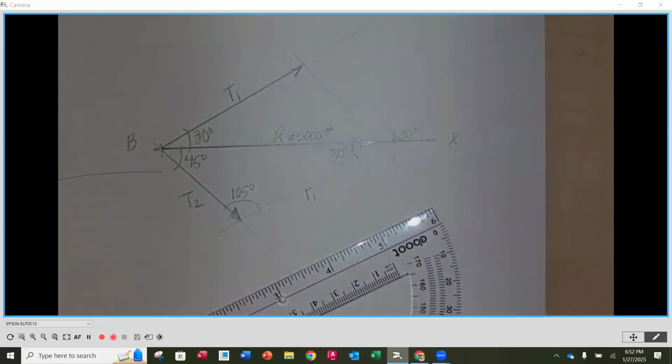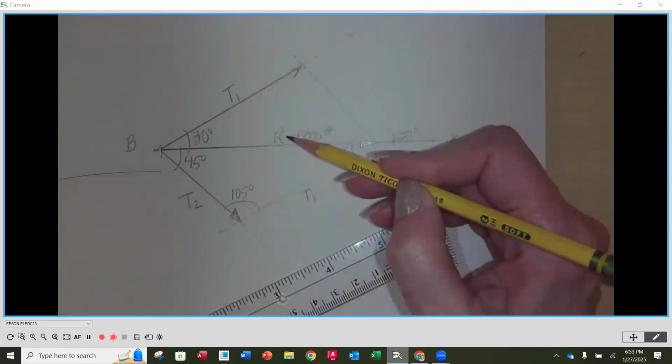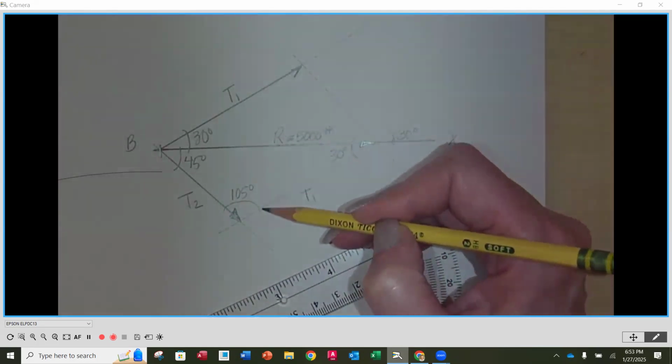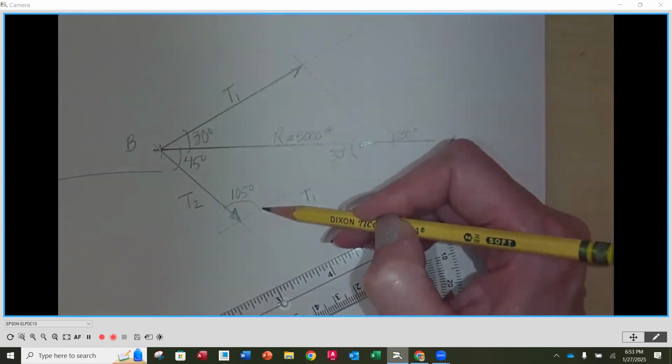Thoughts? Can we find one of T1 or T2 at this point? What would you use? Law of sines is where I'm kind of going, right? Because we know the resultant and we know the opposite angle. So that's a known ratio.